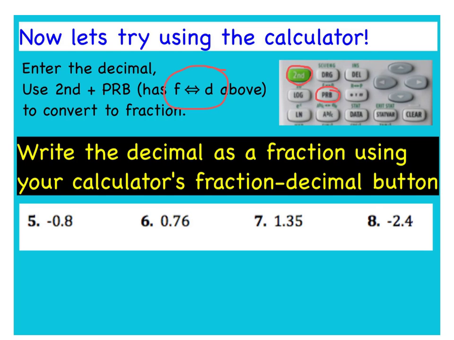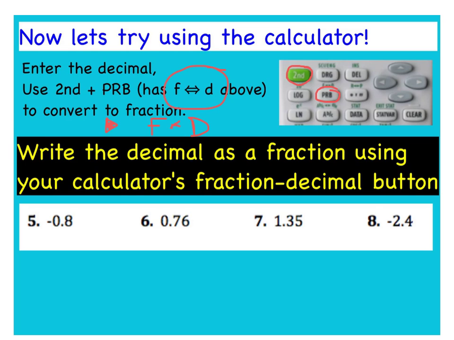So if I type into my calculator -0.8, second, and then I'm going to press that PRB button. On my screen, I see the arrow after my decimal, and then I see F, and then I see a little arrow D. So if your screen looks something like that, that lets you know that you pressed the right button. If it has a bunch of other stuff, you probably forgot to press the second before the PRB button.